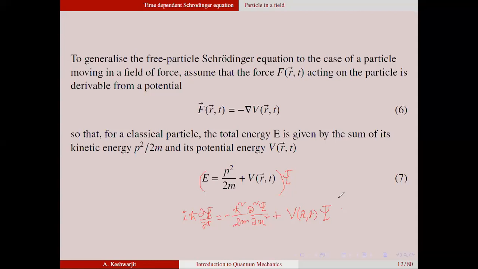This is okay in one dimension, where we have del 2 psi by del x square. In three dimensions, this will be replaced by the Laplacian of psi. We will study only one dimensional cases in unit 3, and we will study the three dimensional cases in unit 4.